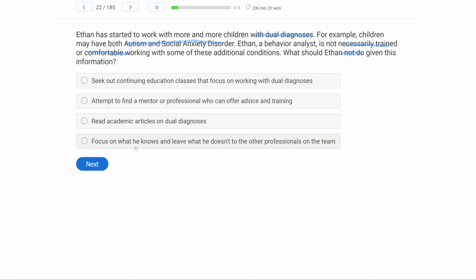So that leaves us with D. Focus on what he knows and leave what he doesn't to other professionals on the team. Now, while we do want to work within our competence, we can't stay still. We can't remain stagnant. If Ethan is going to be having more and more children with dual diagnoses, Ethan has to adapt. He can't just continue to write off each client who doesn't just have, let's say, autism. It's not feasible. It's not practical. We must always be growing. We must always be continuing our education and becoming better, more knowledgeable analysts.